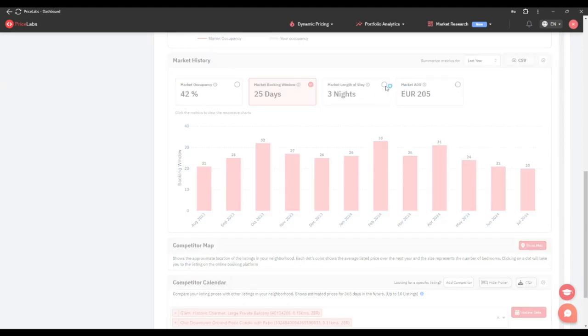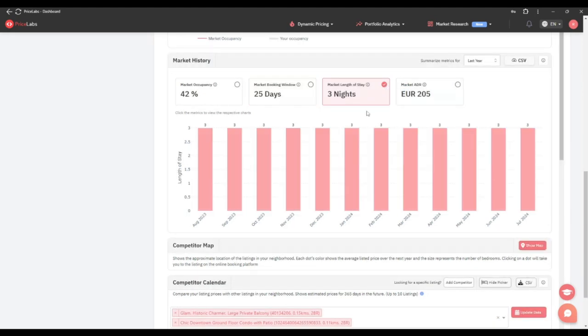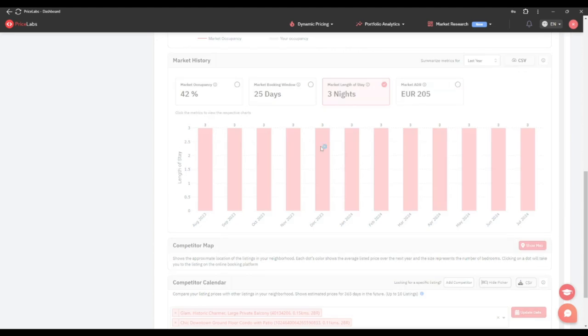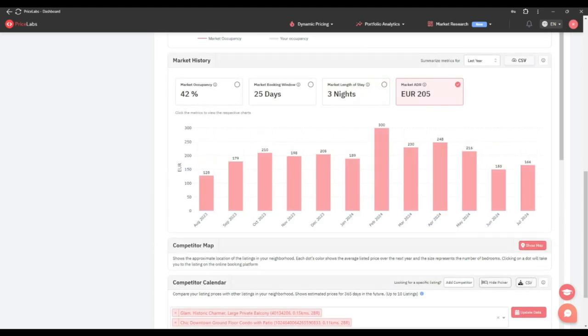Same, you can see what the market length of stay is. It's fairly flat, not a very seasonal market, but in some markets you'd see more seasonality here. And similarly, you can understand what kind of market ADRs are being charged.